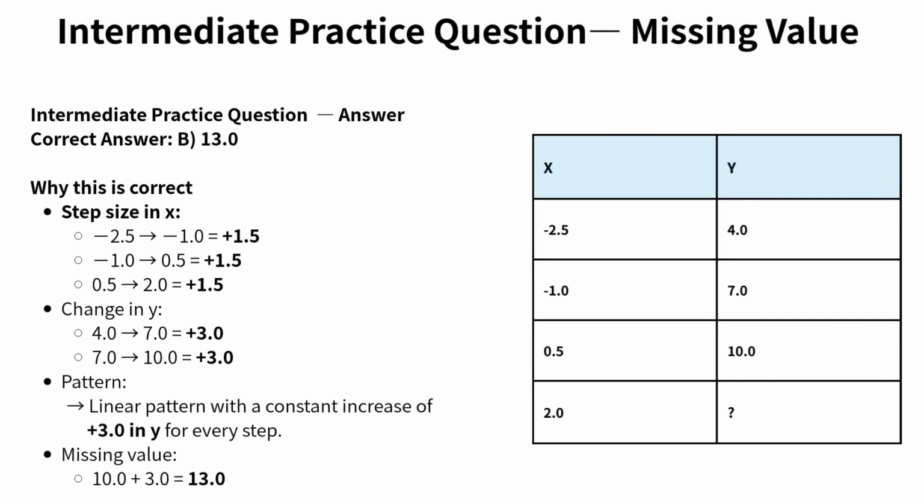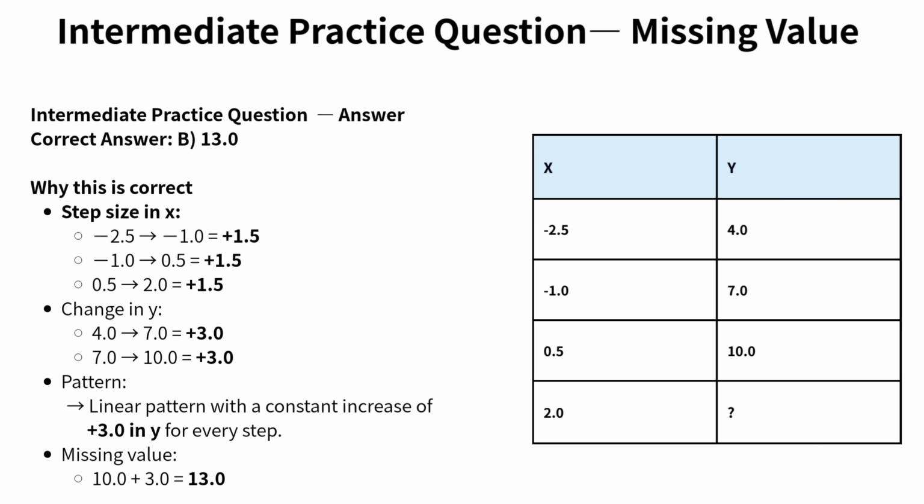Now let's walk through the solution to this intermediate missing value problem. First, look at how the X values change. From negative 2.5 to negative 1.0, from negative 1 to 0.5, and from 0.5 to 2.0, each step increases by exactly 1.5. Even though these numbers include negatives and decimals, the step size stays consistent.